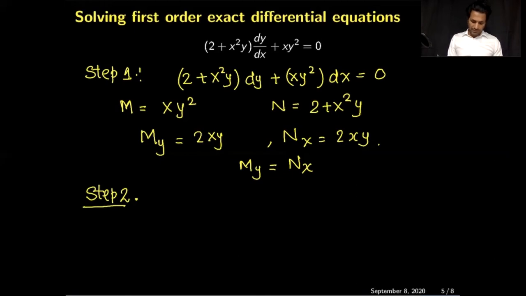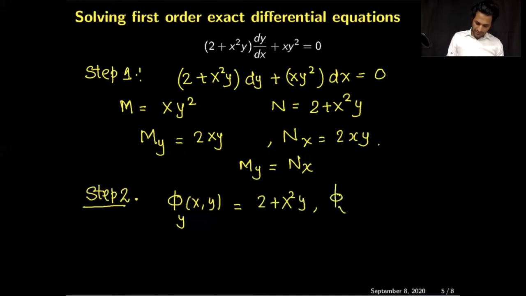For that, we will consider a function phi(x, y) so that its partial derivative with respect to y is equal to 2 plus x square y, and its partial derivative with respect to x is the coefficient of dx. So I consider a function whose partial derivative with respect to y is the coefficient of the dy term, and the partial derivative with respect to x is the coefficient of the dx term.